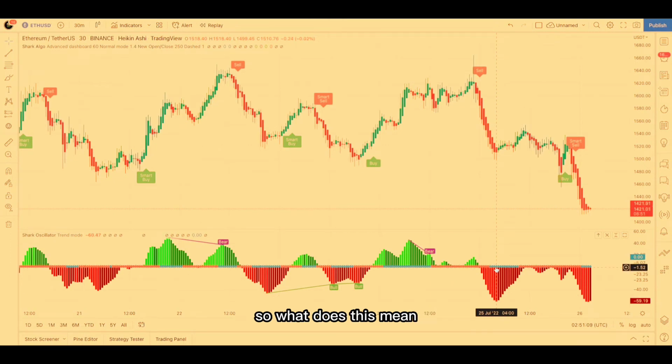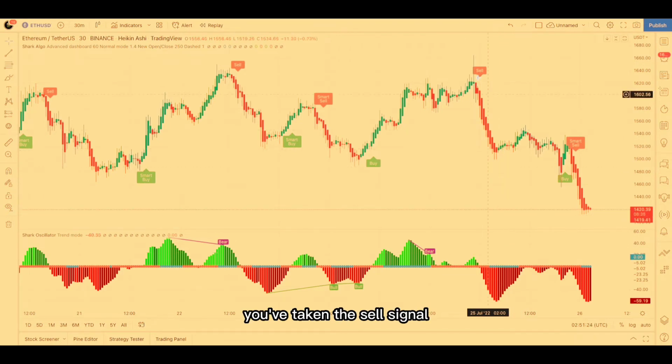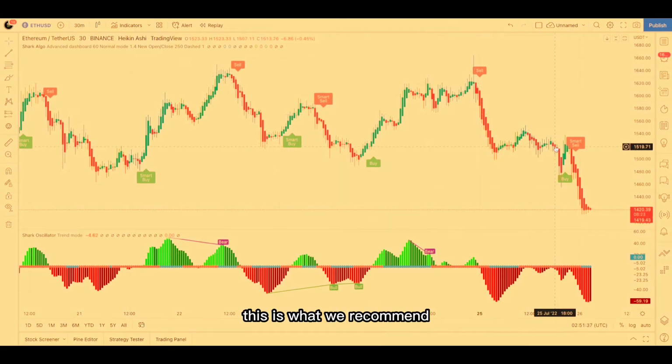So what does this mean? When there's a high volume, it means the price can continue to go in the given direction. But as you can see, it's coupled with a dark red bar. The dark red bar means that the trend is getting weaker. So what you could do is you could take partial profits at this range over here. So you've taken the sell signal, take partial profits. This is what we recommend with Shark Algo.